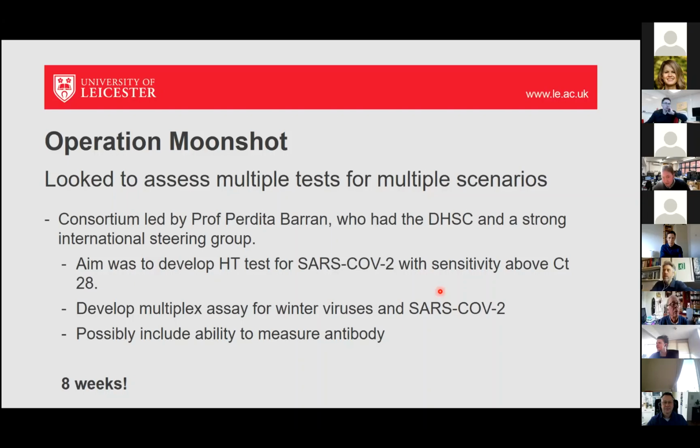The aim was to develop a high throughput test for SARS virus with sensitivity that was above 28, ideally. To include within that was to develop a multiplex assay for winter viruses and SARS-CoV-2, so we could differentiate if someone had the sniffles or a runny nose, whether it would be cold or flu, or was it actually COVID? And there was also the idea of possibly including the ability to measure the antibody, and they wanted this all turned around in 8 weeks.